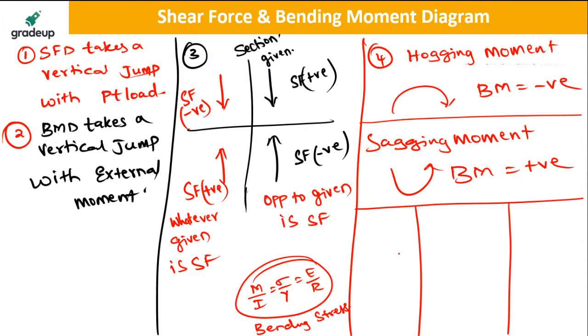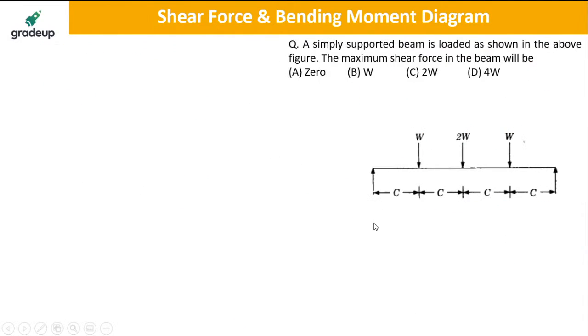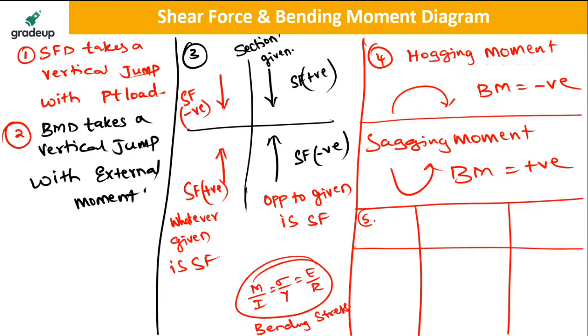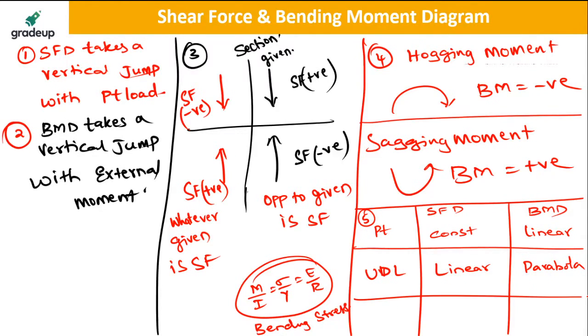And the last, fifth point is: for point load, your SFD is constant and BMD is linear. For UDL, your SFD is linear and BMD is parabola. And for UVL, this is parabola and this is cubic. Yes, what is your doubt?